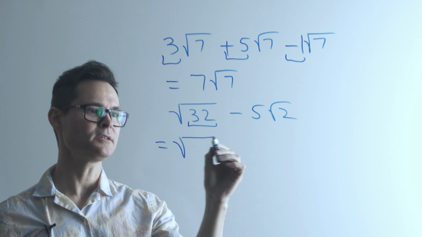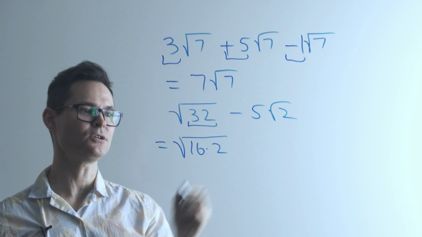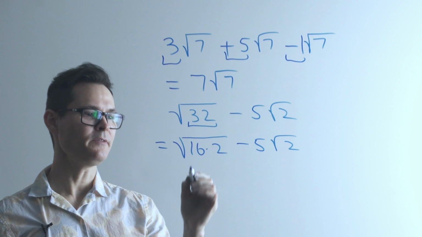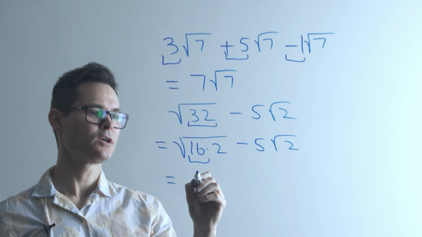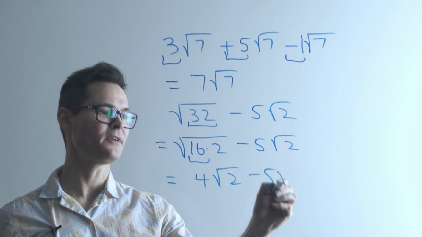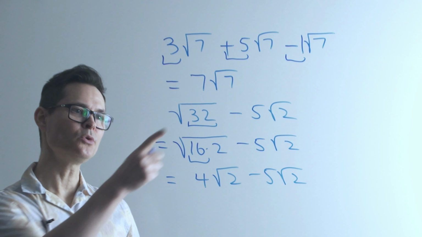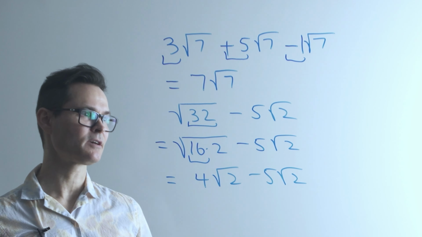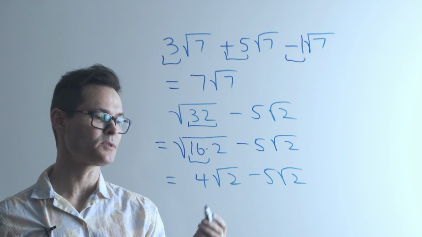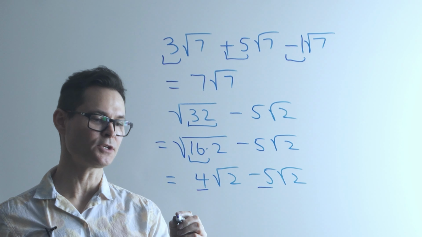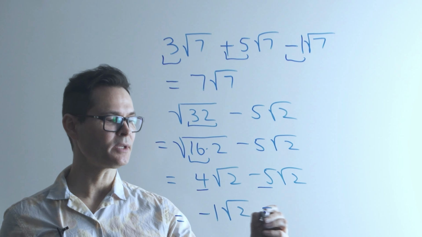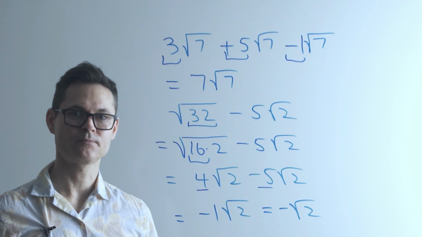So 16 is the number I'm after. 16 times 2 is 32, minus 5 root 2. And the square root of 16 is 4. So that's going to be 4, and the 2 gets stuck on the inside, root 2, minus 5 root 2. So root 32 is an unsuspecting like radical with 5 root 2. And now that the radicals are the same and the indices are the same, you can simply subtract the coefficients. So 4 minus 5 is negative 1 root 2, or you can simply write it as negative root 2.